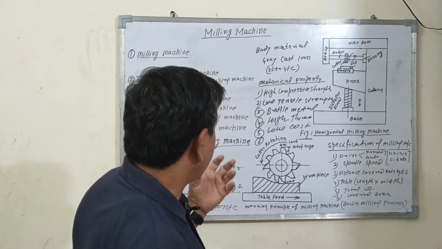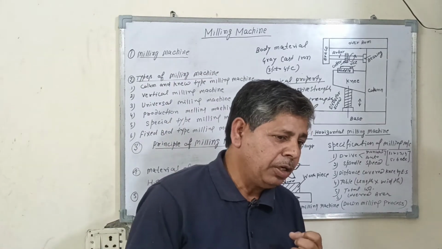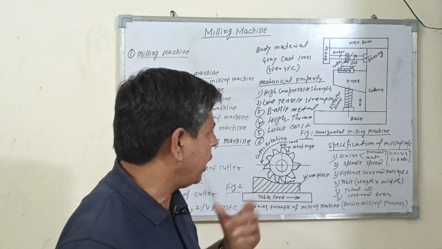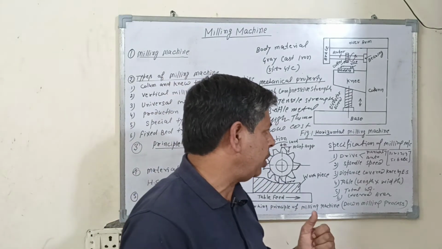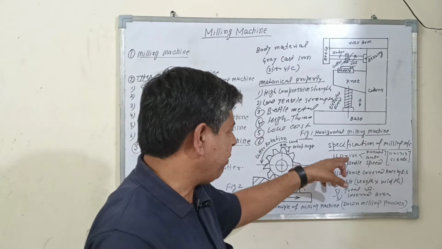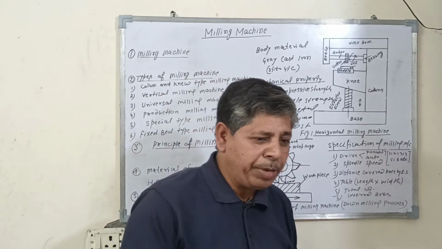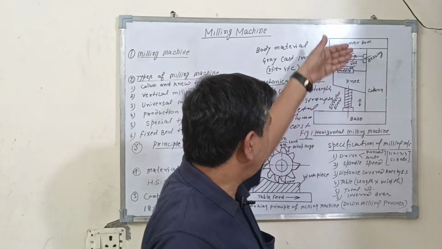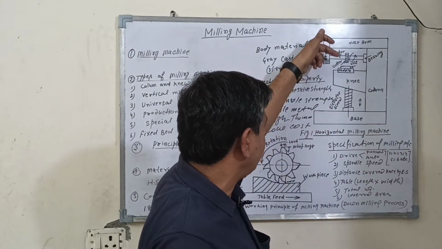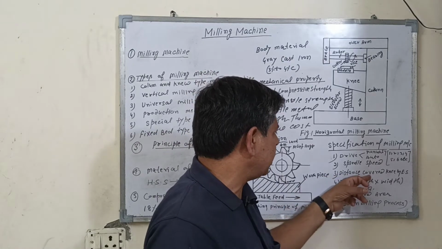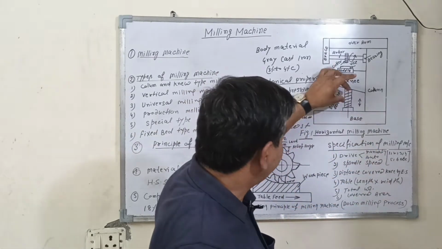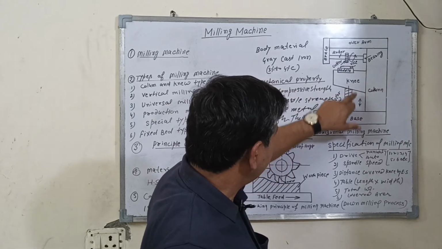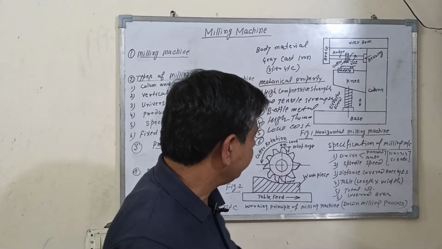Before purchasing a milling machine, first keep all these ideas in mind. What is the specification of the milling machine? Number one is the drive, which means whether it is operated automatically or manually. Number two is the spindle speed, the speed of the arbor. Number three is the distance covered by the knee with the help of the elevating screw.